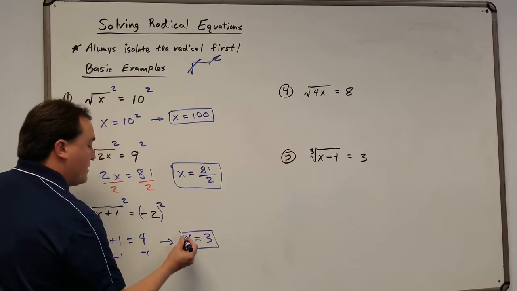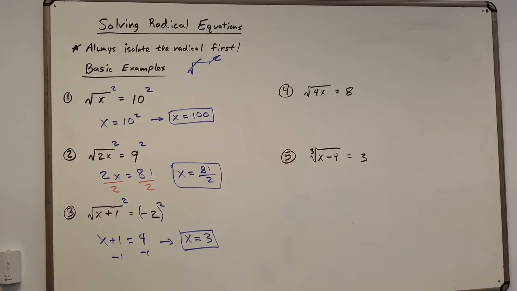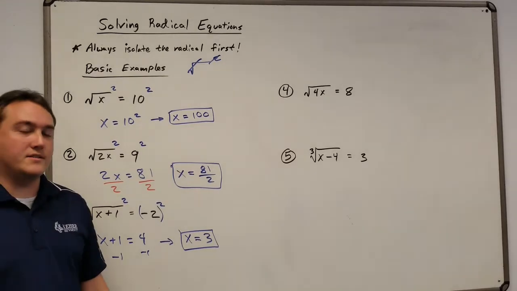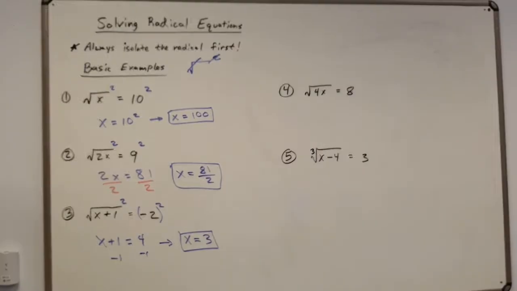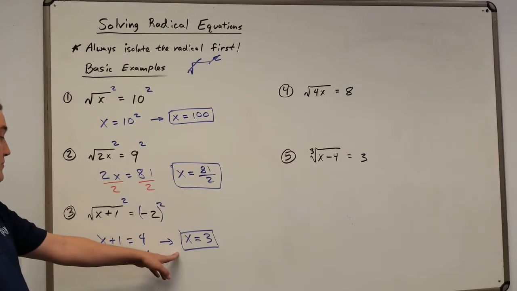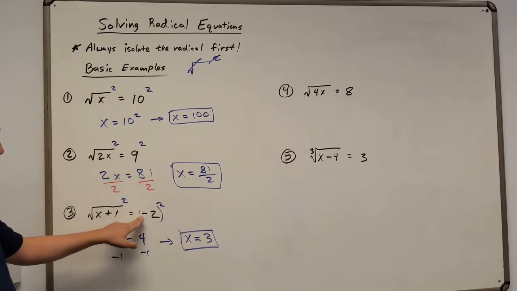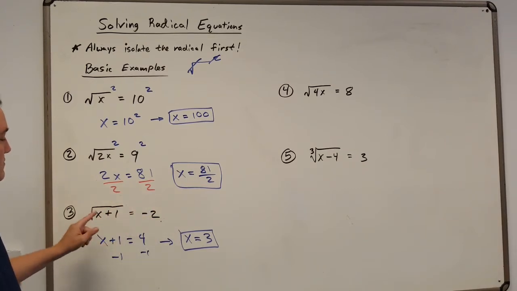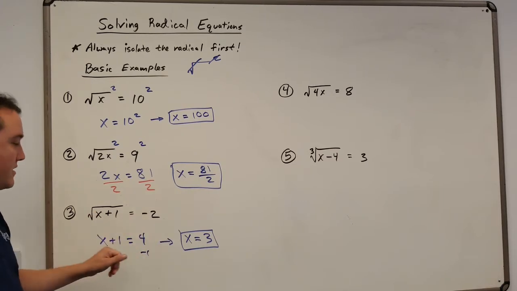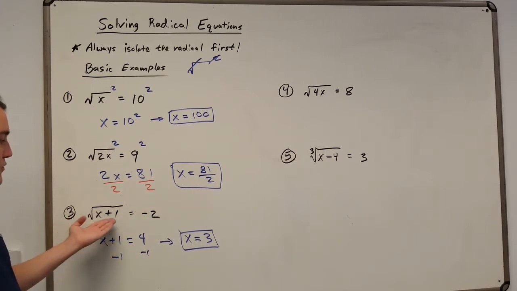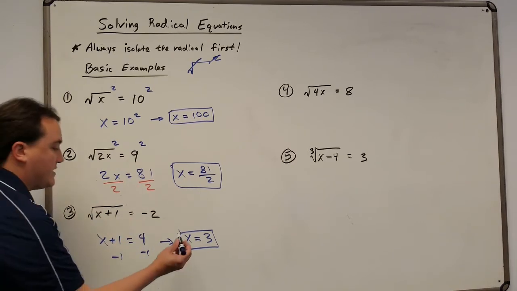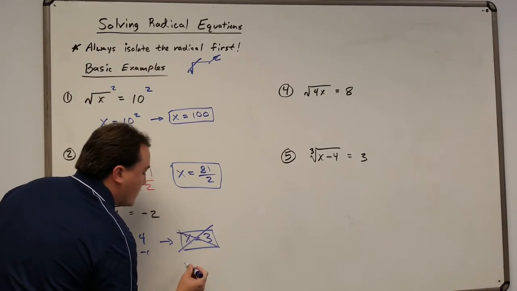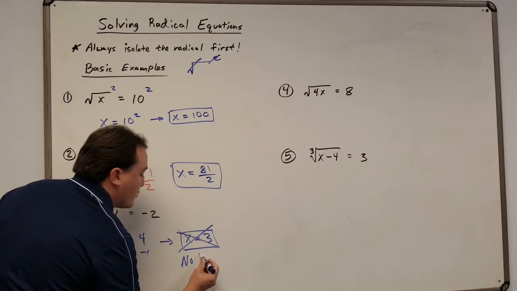But for any of these problems, you should always check your answer. Now, there is a way to tell if it's not going to be an answer ahead of time. Here we got x equals 3. Well, if we plug that into our original equation, we get the square root of 4 equals negative 2. But that doesn't make sense because the square root of 4 equals positive 2. So this is not an answer. We get no solution here, or no real solution.